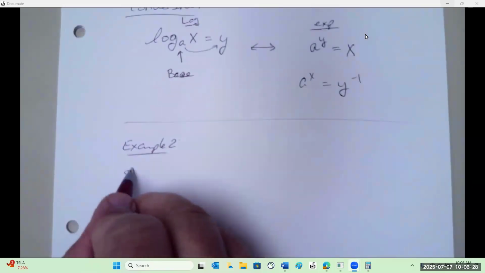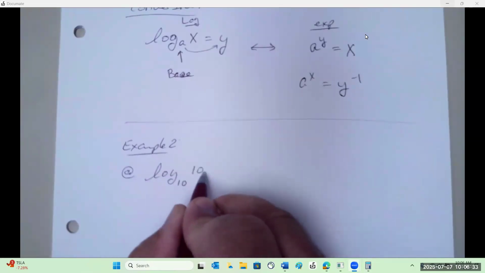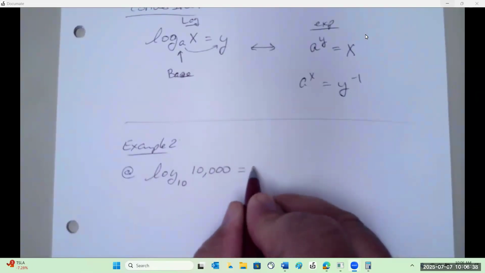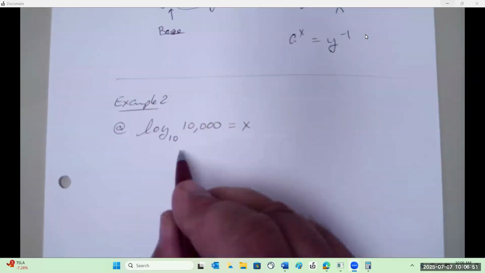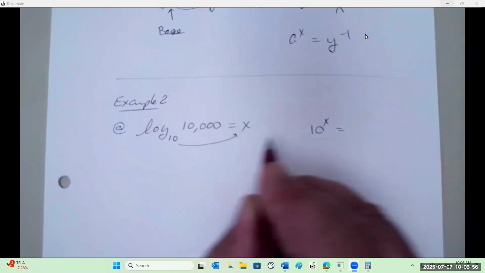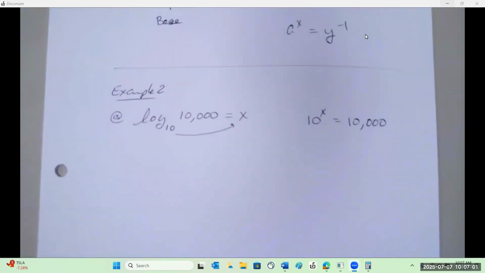Let's see how this works. If I gave you log base 10 of 10,000, and let's say that equals some number x, what would x equal? Well, let's convert this to exponential. So this comes over here. So we have 10 to the power x is equal to 10,000. That's the first thing we do.